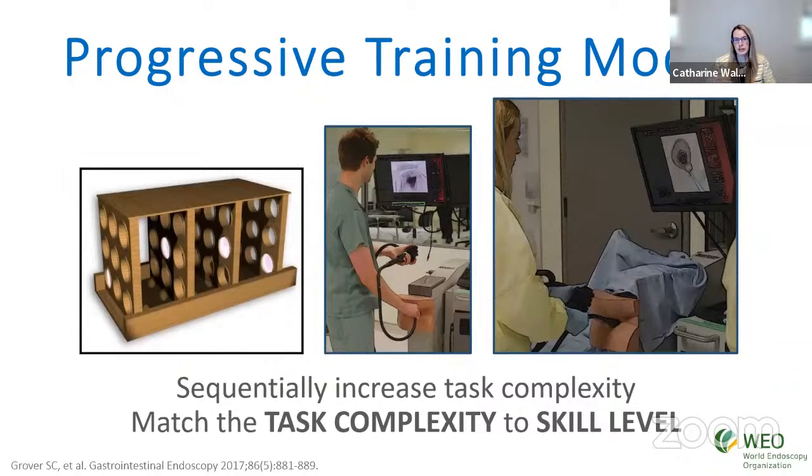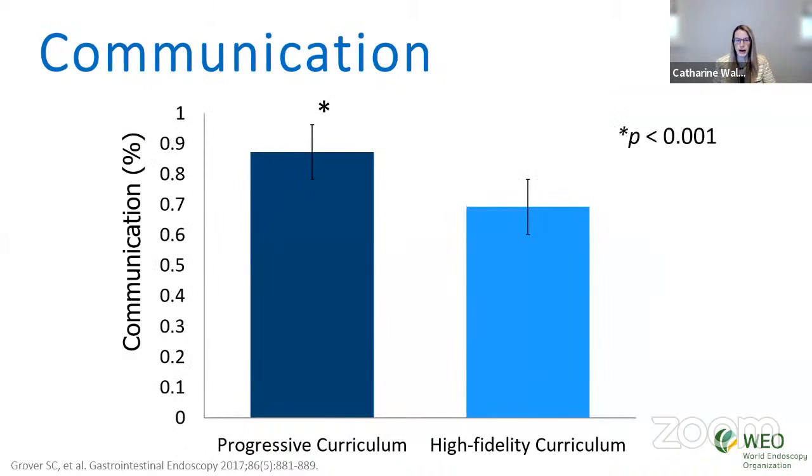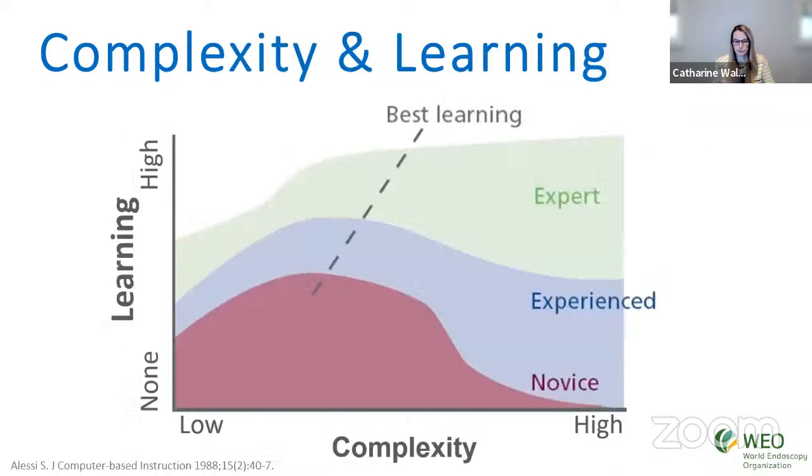And when we looked at their clinical performance 2 weeks after training, those in the progressive simulation group had superior clinical performance as rated by blinded observers. They also had improved communication skills as rated by blinded observers in the clinical setting. And this is likely because they learned the skills at a deeper level, so they were able to pay attention to other things going on in the room, and their teamwork and communication was improved as a result.